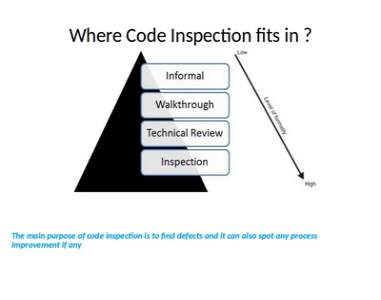There are several code review mechanisms: informal code review, walkthrough code review, technical review, and inspection method. The topic that we have discussed, that is code inspection, is the highest level of formal code review meeting. The main purpose of code inspection is to find defects formally, and it can also support any process improvement, if any, in a formal way.